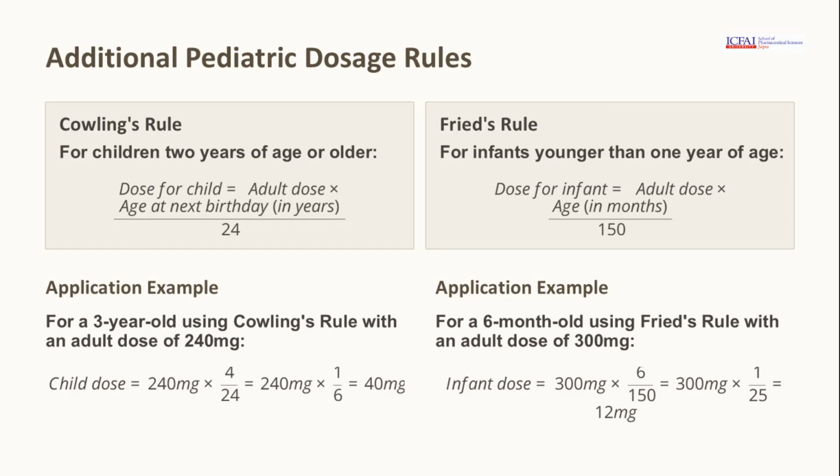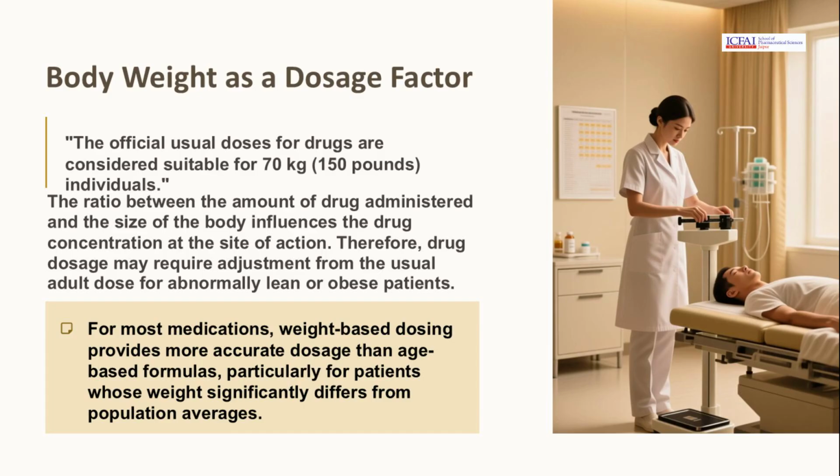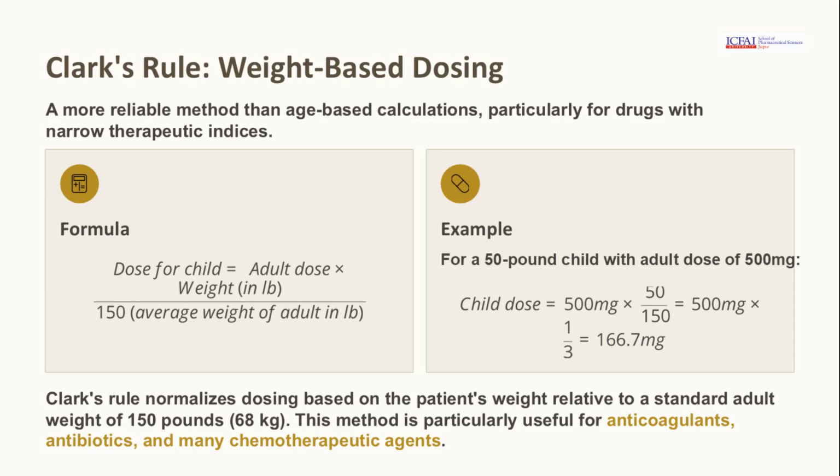age-appropriate dosing strategies. Body weight is a critical factor in dosing, influencing drug concentration at the site of action. Weight-based dosing is often more accurate than age-based formulas, especially for non-average individuals. Clark's rule offers a weight-based dosing method, normalizing doses relative to a standard adult weight. This is particularly useful for drugs with narrow therapeutic indices.